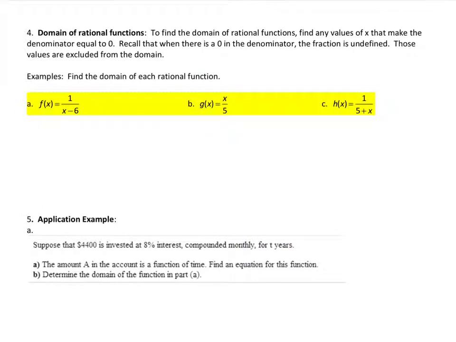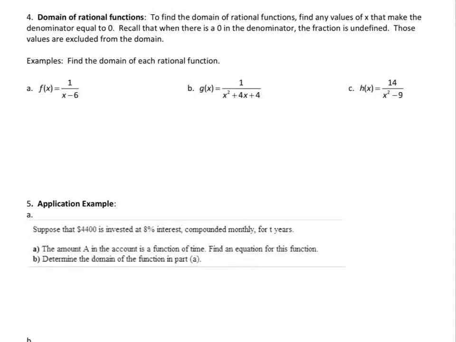All right, domain of rational functions. Remember that when you have a rational expression, you can't have 0 in the denominator. So to find the domain of a rational function, we need to find out if there's anything that when you put it in the function, it makes the denominator equal to 0. And there's a simple way to do that. You just take the denominator, set it equal to 0, and then solve.